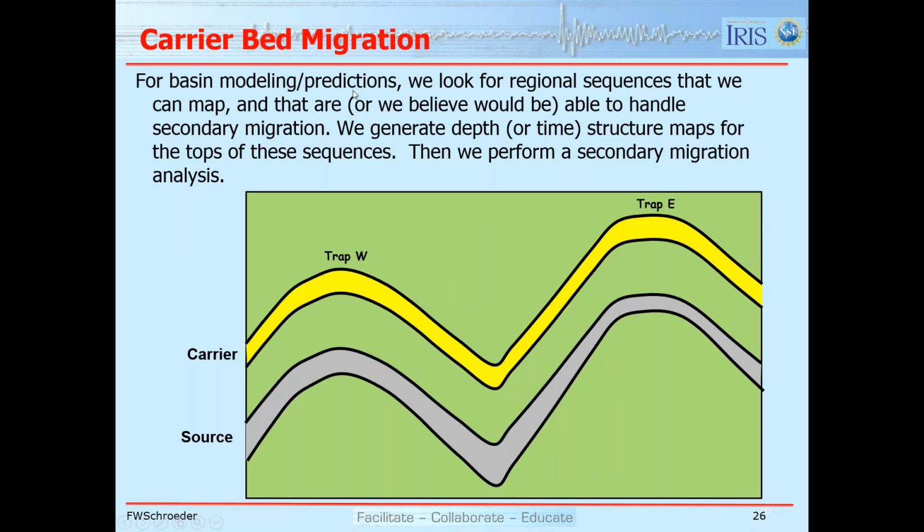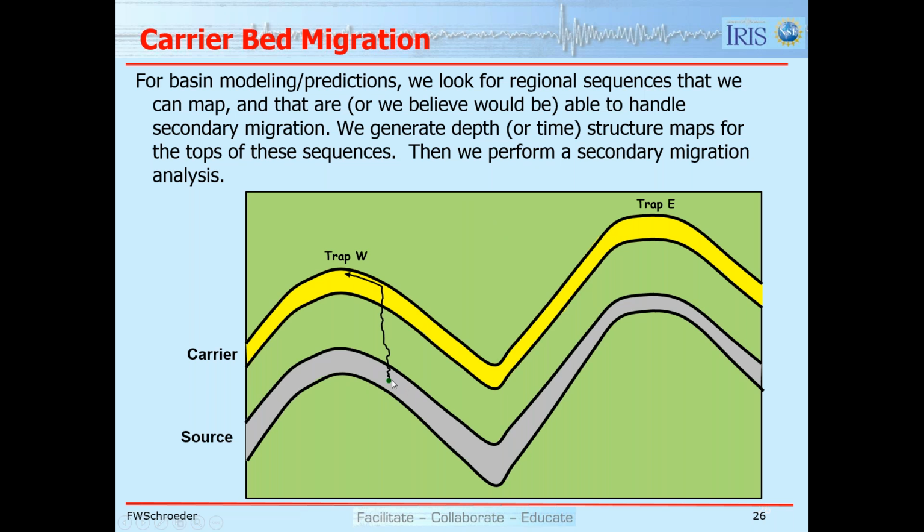If we're doing basin modeling, trying to predict hydrocarbon migration, we'll look for regional sequences that we can map, and ones that we think either are carrier beds or could act as carrier beds. And then we generate depth structure maps, or we may deal with time structure maps for the tops of these sequences to try to understand how the hydrocarbon might migrate.